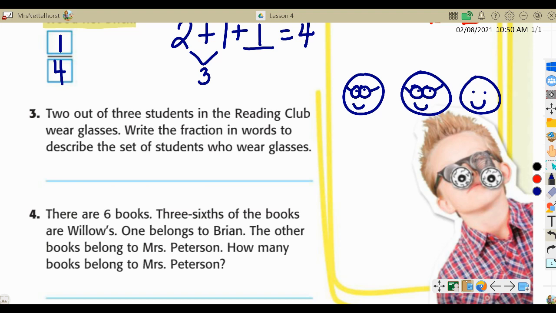And we're going to write the fraction in words. So let's write it first in numbers. So I have 2/3 wear glasses. So now I'm going to write that on my line. 2 hyphen thirds wear glasses.